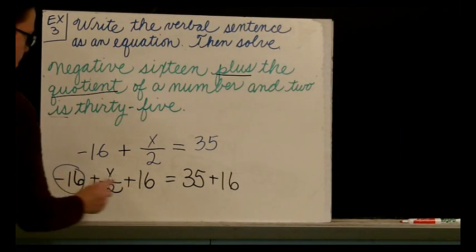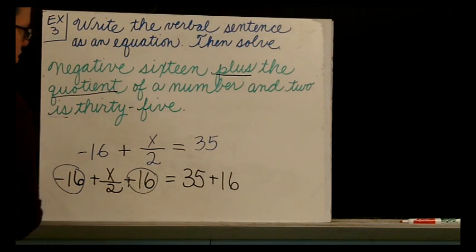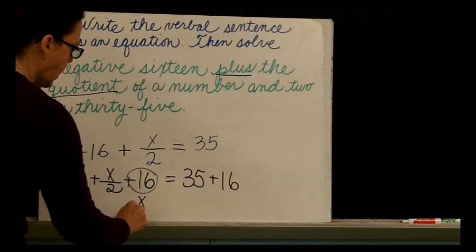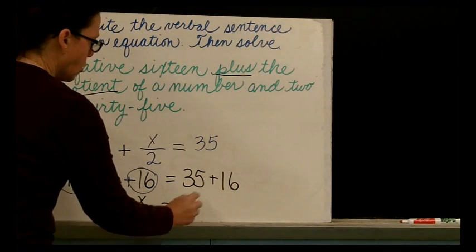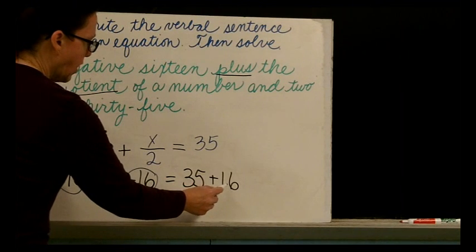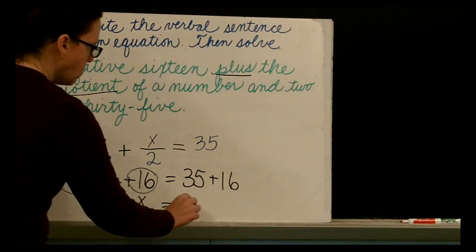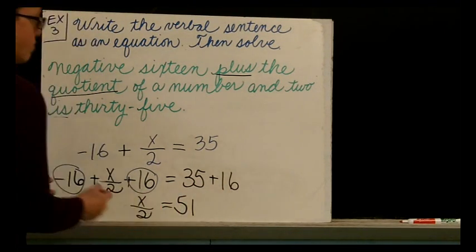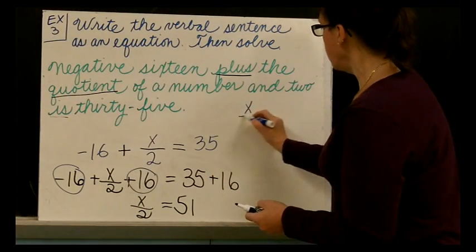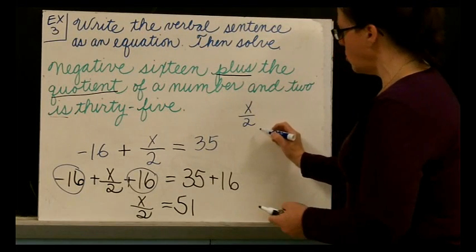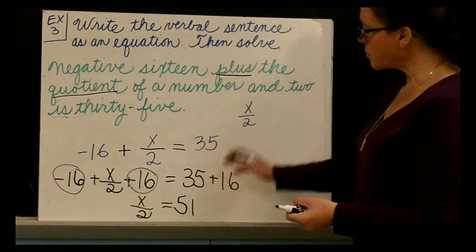Over here, the negative 16 and the positive 16 cancel each other out, and we're left with just an x being divided by 2. When we add our positive 35 and our positive 16, we get a positive 51. And I'm going to move up here since I ran out of room. So we have x divided by 2 equals 51.